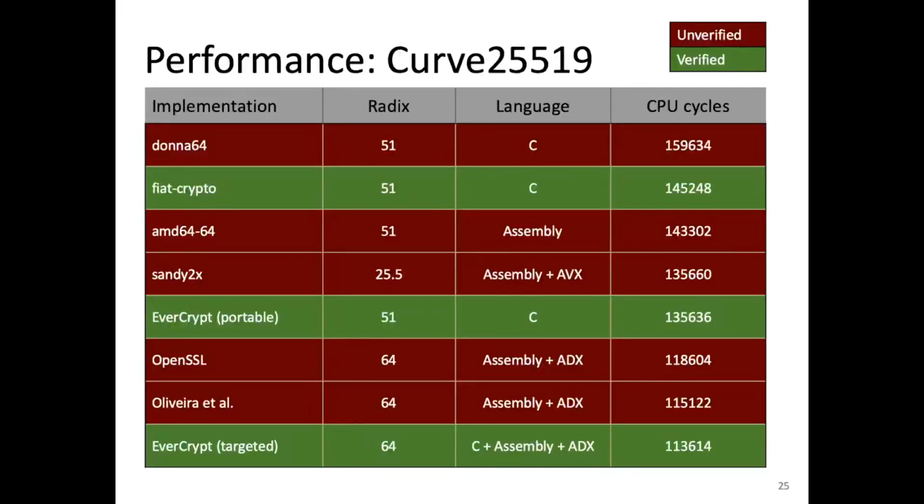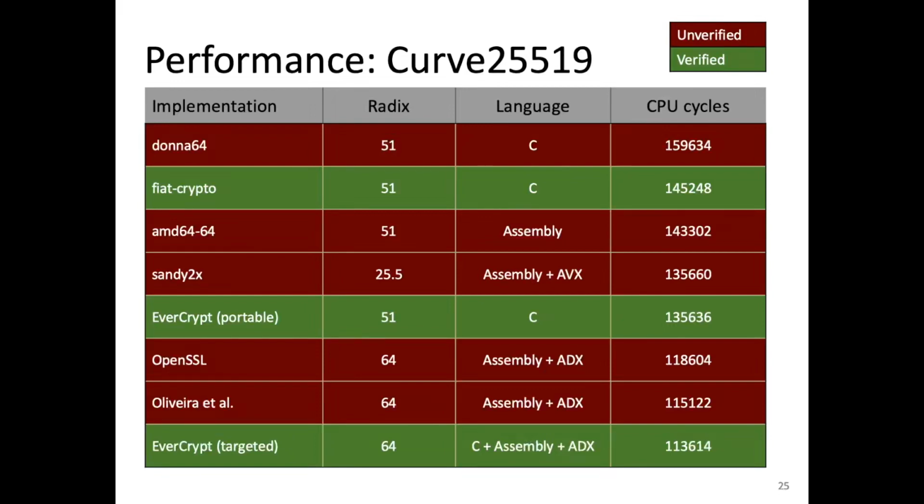On the asymmetric side, the elliptic curve, Curve25519, is a popular choice these days, and it is used, among other places, in TLS 1.3. This table summarizes the performance of various implementations of the core operation of computing a point multiplication. Performance is measured in CPU cycles, so smaller is better.